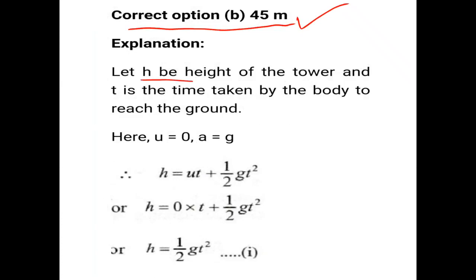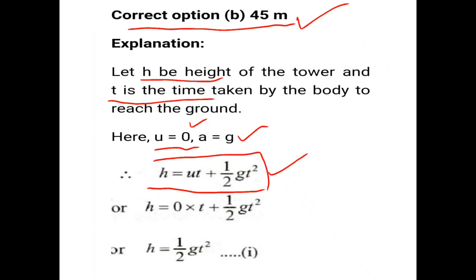Here h is the height, t is the time. You know initial velocity u is equal to 0, a is equal to plus g. You know the formula s equal to ut plus half at square. So from that formula we can rearrange that h is equal to ut plus half g t square. Here initial velocity u is equal to 0, so the first term becomes 0. The remaining thing is h is equal to half g t square only.